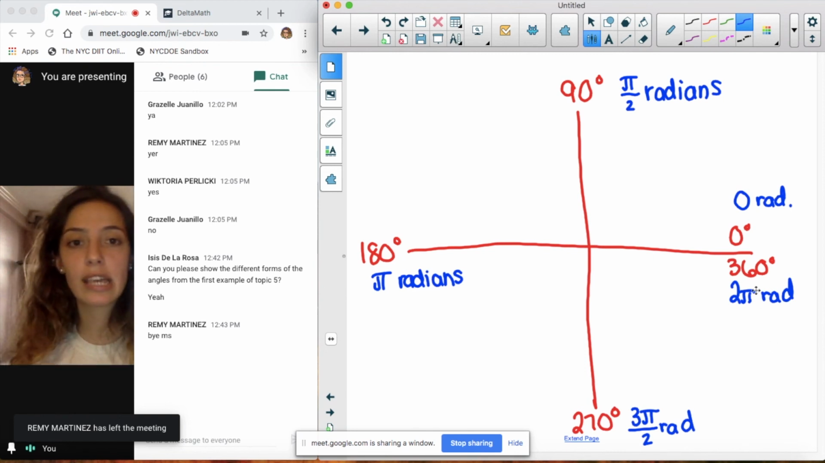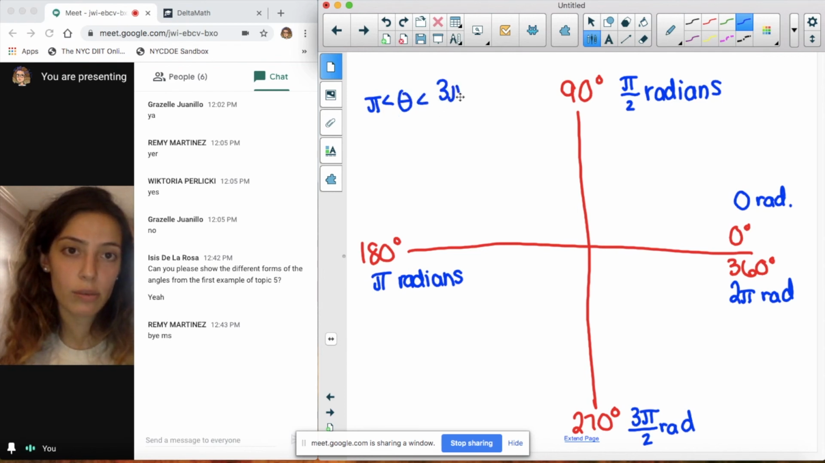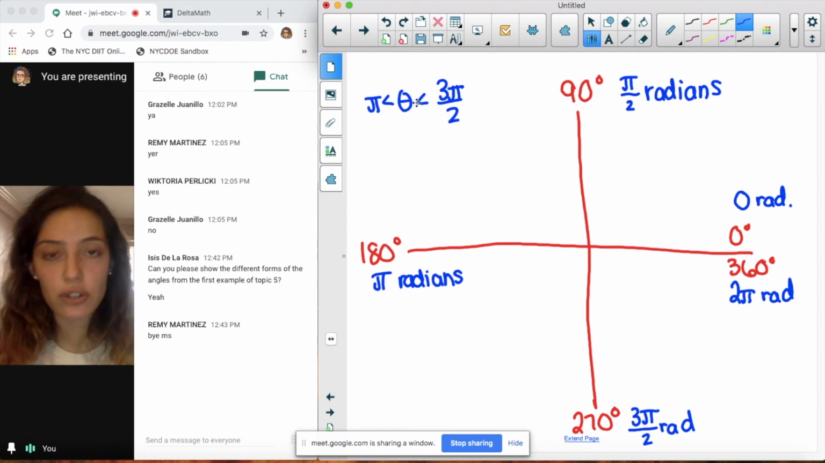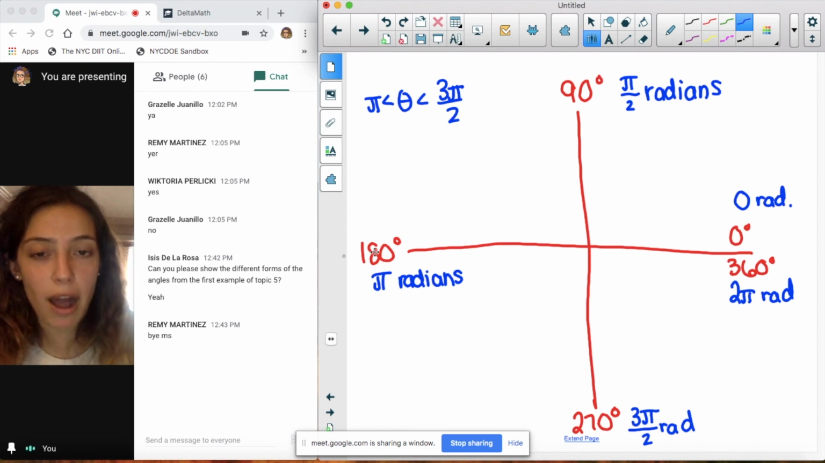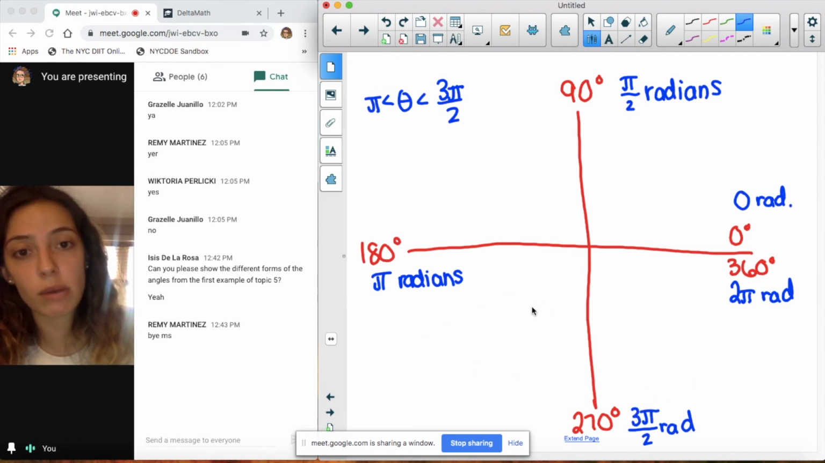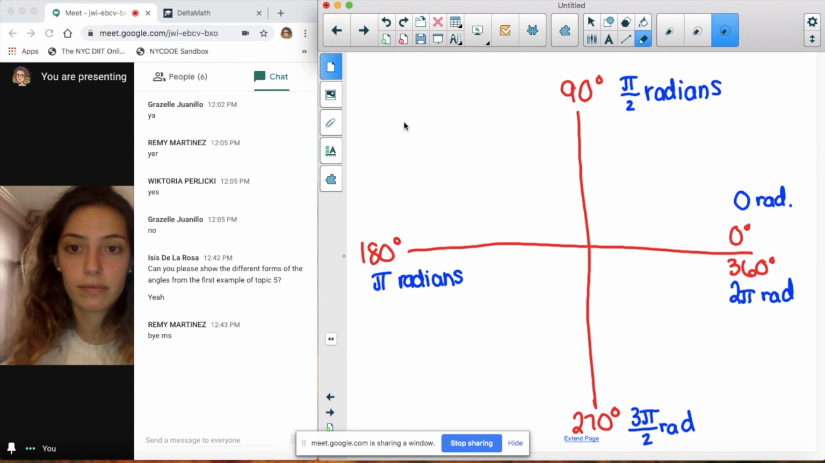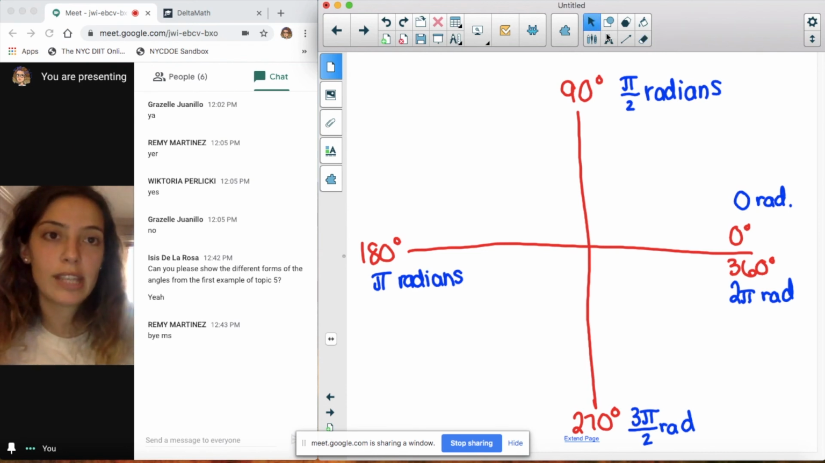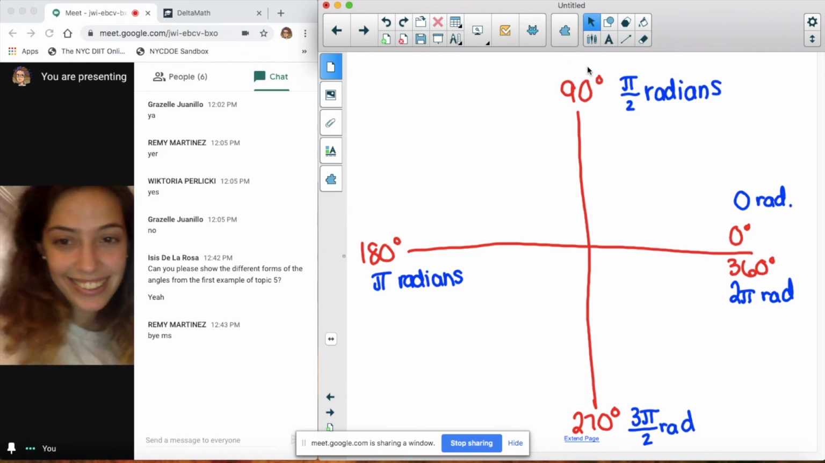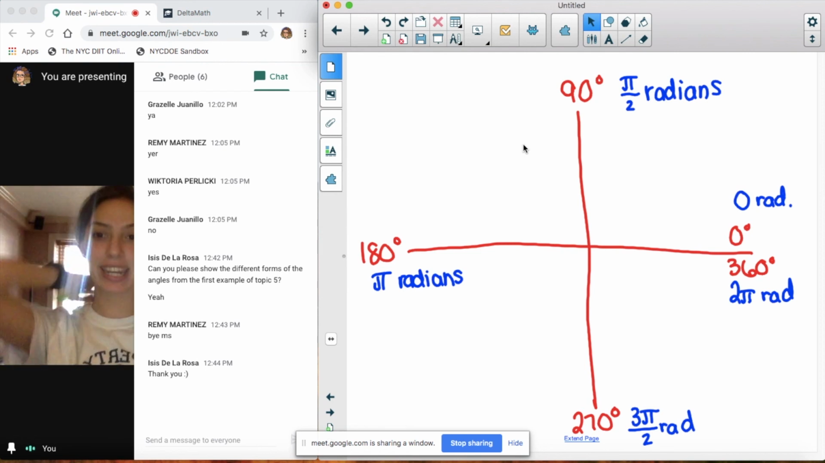So the question might tell you, they'll say like pi less than theta less than 3 pi over 2. That's just telling you that the angle is between pi, which is 180 degrees, and 3 pi over 2, which is 270 degrees. So it would be in quadrant 3. Does that answer your question, Isis? Okay. All right, anybody else have any questions?